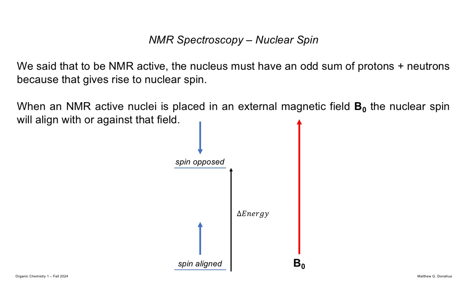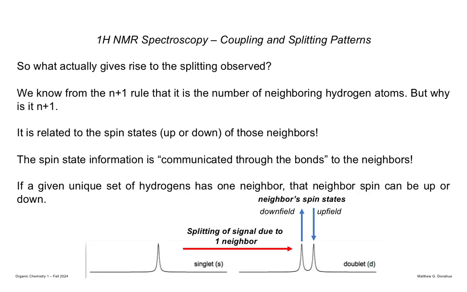So you have these spin states for specifically proton. So it can be one of two spin states, with or against. And so why does the splitting actually happen after you determine your unique number of sets? So empirically, we saw that we use the n+1 rule. But again, why is that? It's due to these spin states.